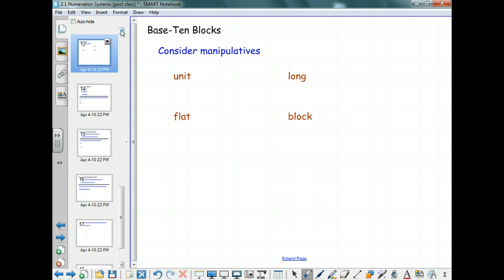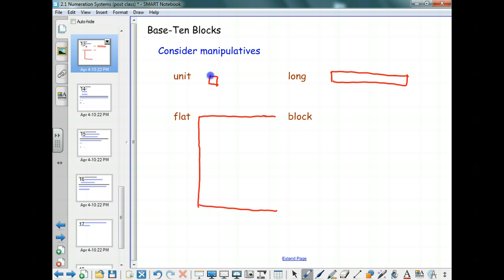So a unit block looks like a little square. A long looks like a bunch of little squares all stuck together, so it's long. And usually when we're dealing with base 10, it's 10 long. But it could represent any number long. It's just that we use base 10, so we see it that way. A flat actually looks like a 2-dimensional long, a very large square. Again, in base 10 you want to think about it being 10 long and 10 wide, so you get 100, right? That's a flat.